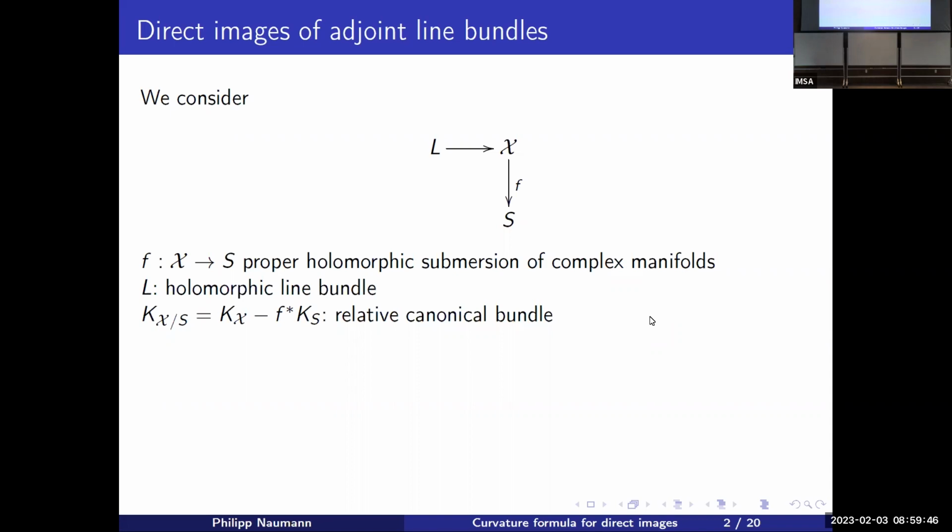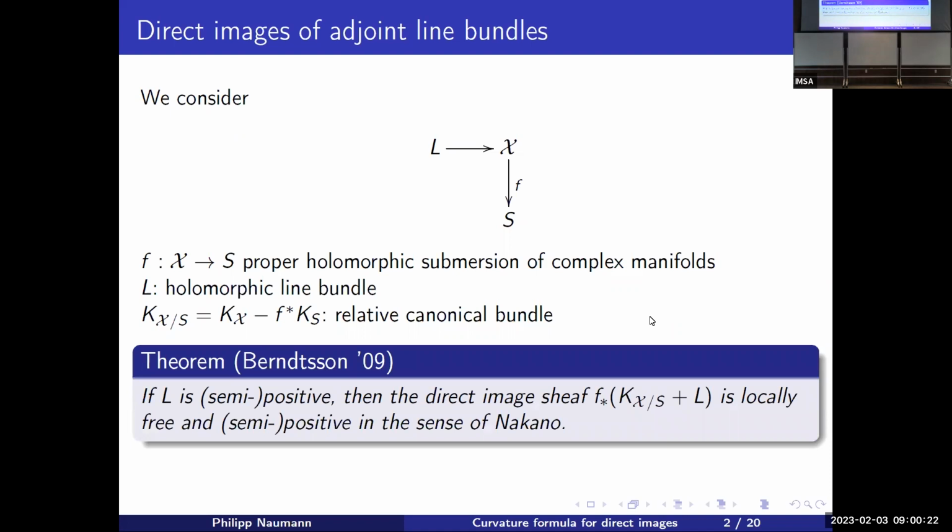And the space of global sections is the algebraic measure of positivity. And one natural question is now that we impose some positivity on L. So we say, given you have a positive metric on L, does this extend to some positivity properties of the direct image? The central result in this direction is Berndtsson's result, which gives an affirmative answer to this question. So if L is Hermitian positive, which means that there's a Hermitian metric with semi-positive curvature, then also the direct image sheaf has some positivity, even in the strongest sense of Nakano. So if L is strictly positive, then we also get strict positivity in the sense of Nakano.